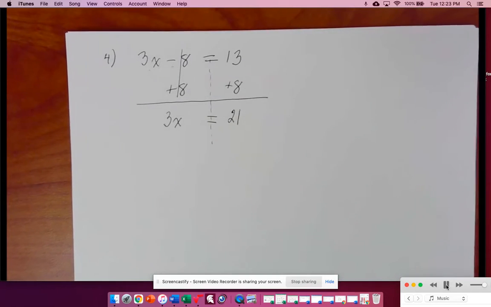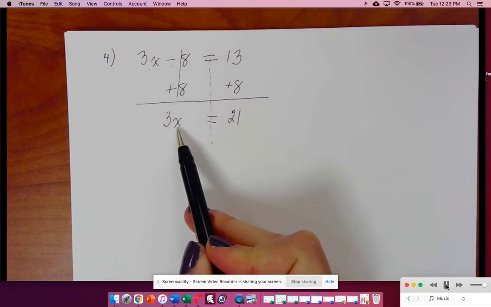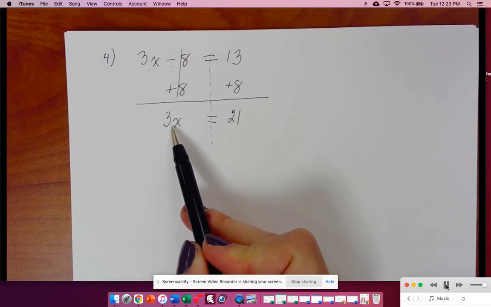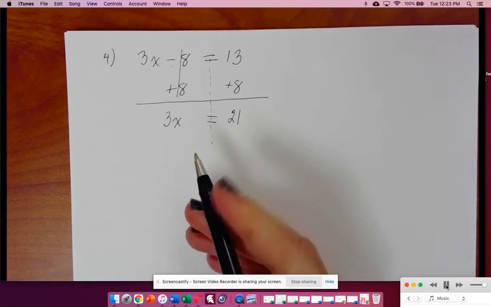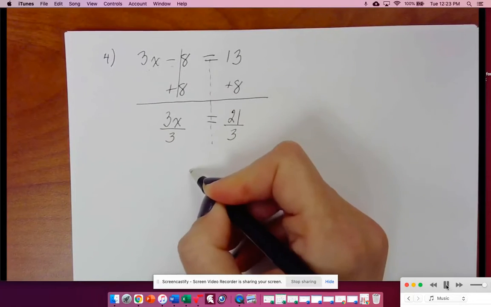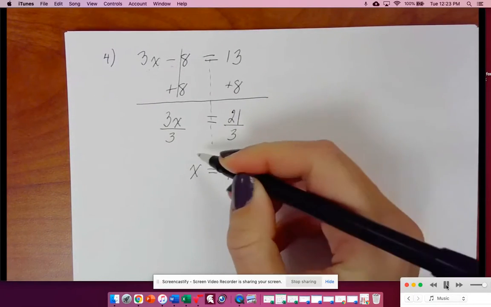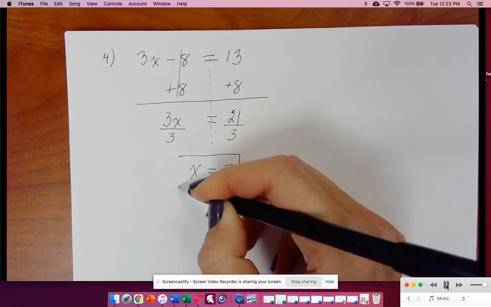And now this is a problem like we were just doing. 3 times x equals 21. How do you get x by itself? You have to get rid of the times 3. So you're going to divide by 3. 21 divided by 3 is 7. So we think our answer is 7.